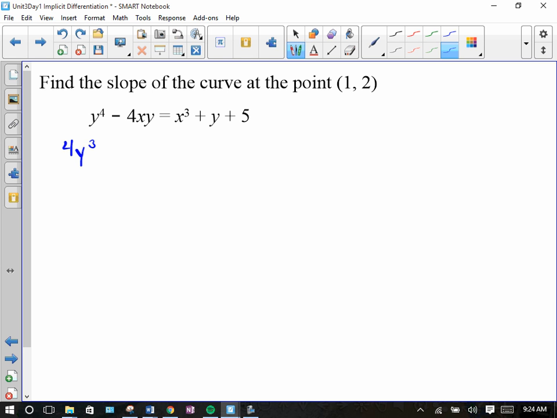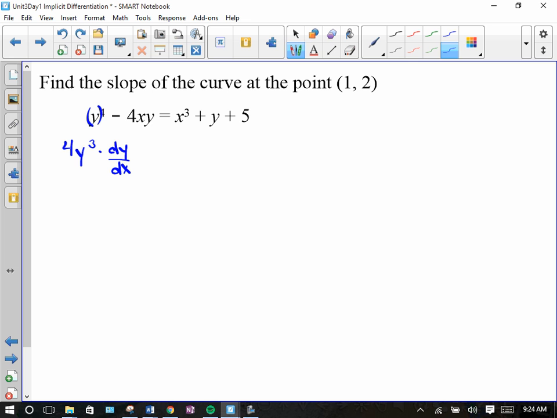Yes, the y. The y is in parentheses, so if you go 4y cubed, you have to take the derivative of the inside of the parentheses, which is the derivative of y, and the derivative of y is equal to what? dy dx.